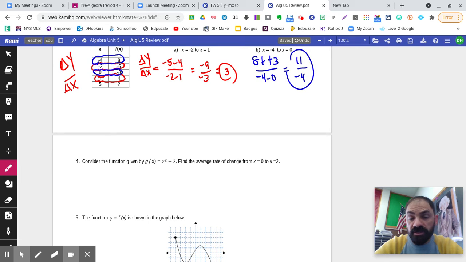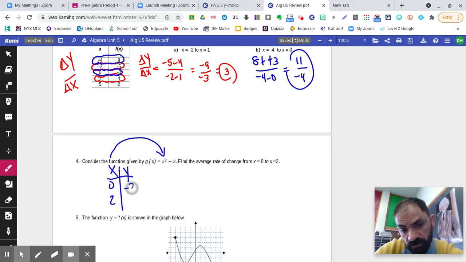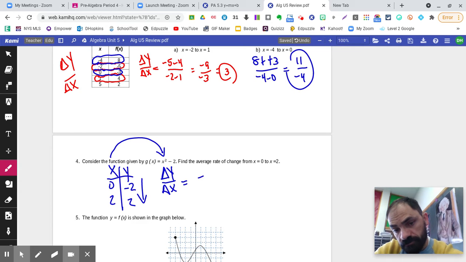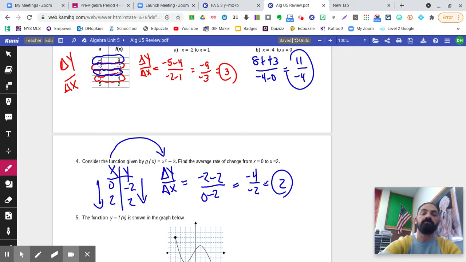Consider this function, and again, find the average rate of change from 0 to 2. We've got 0, we've got 2. Plug these in to find my outcome, which is the y value. So 0 squared is 0, minus 2 is negative 2. 2 squared is 4, 4 minus 2 is 2. Let's subtract negative 2 minus 2, and we'll subtract the same way, 0 minus 2. So negative 4 over negative 2, which is positive 2.